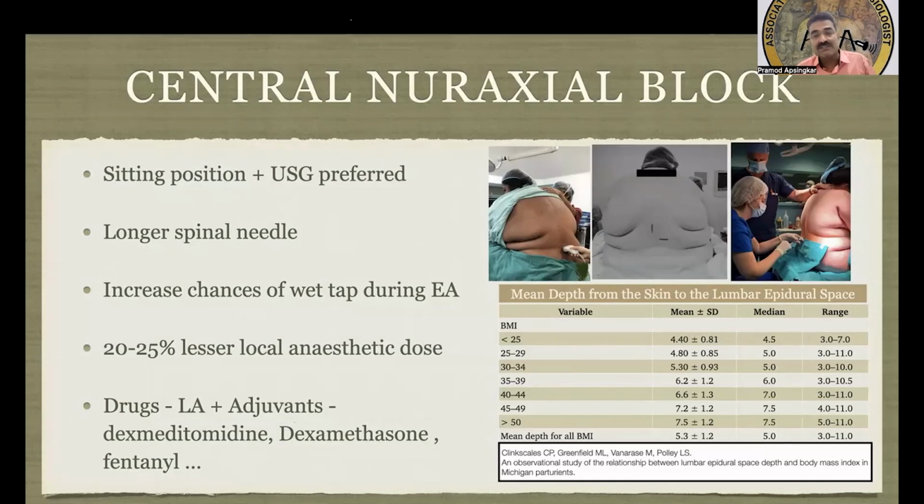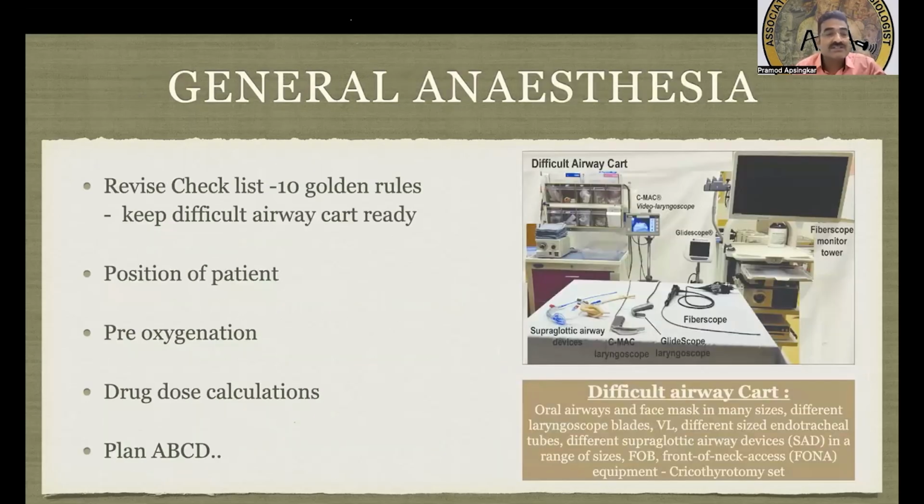So even though this is right for non-pregnant patients, in pregnant patients not that much reduction of the dose is required. In one paper, which I have not mentioned here, they mentioned that you can reduce the dose by a maximum of 10%. In non-pregnant patients, we can reduce up to 20 to 25% for the spinal and epidural doses and add the adjuvants of your choice. Now regarding general anesthesia, follow all the ten golden rules.